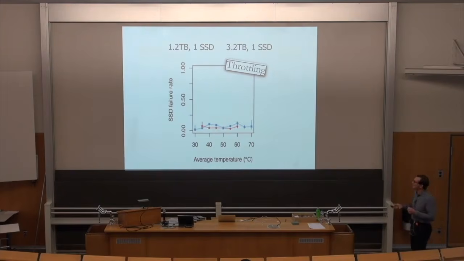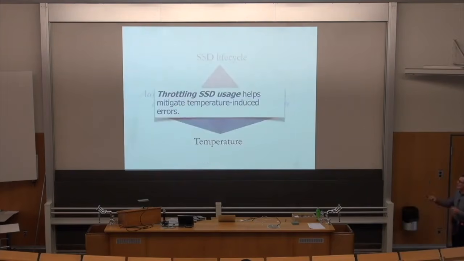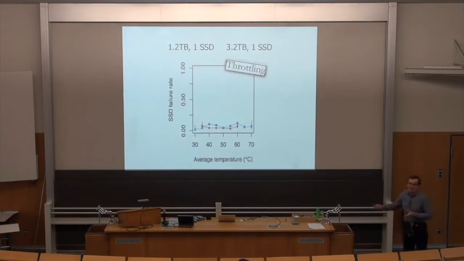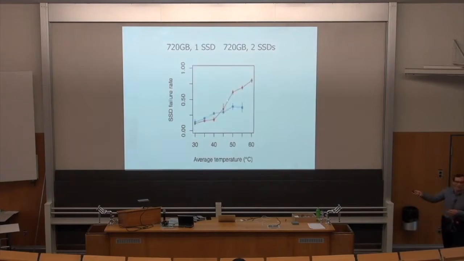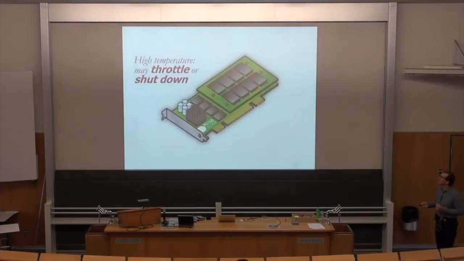And there's some analysis in the paper related to that also. So basically, the key takeaway is throttling the SSD usage actually helps mitigate temperature-induced errors. What does throttling mean? Basically, you throttle the access rate. Sometimes you actually shut off the SSD, which may not be great for performance, but if you're operating at very high temperatures, then that may be the right thing to do, right? As opposed to getting the huge number of errors that you see over here.